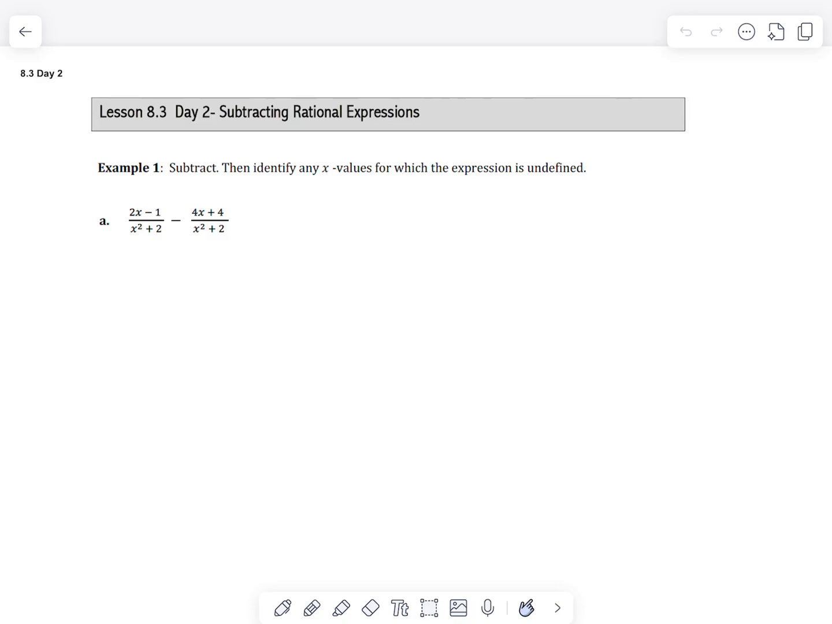All right, this is on subtracting rational expressions. So we've spent some time already working with adding rational expressions. So we want to first find out if the denominators are the same, which in these two expressions they are. So we have an x plus 2 and an x plus 2. They are the same.